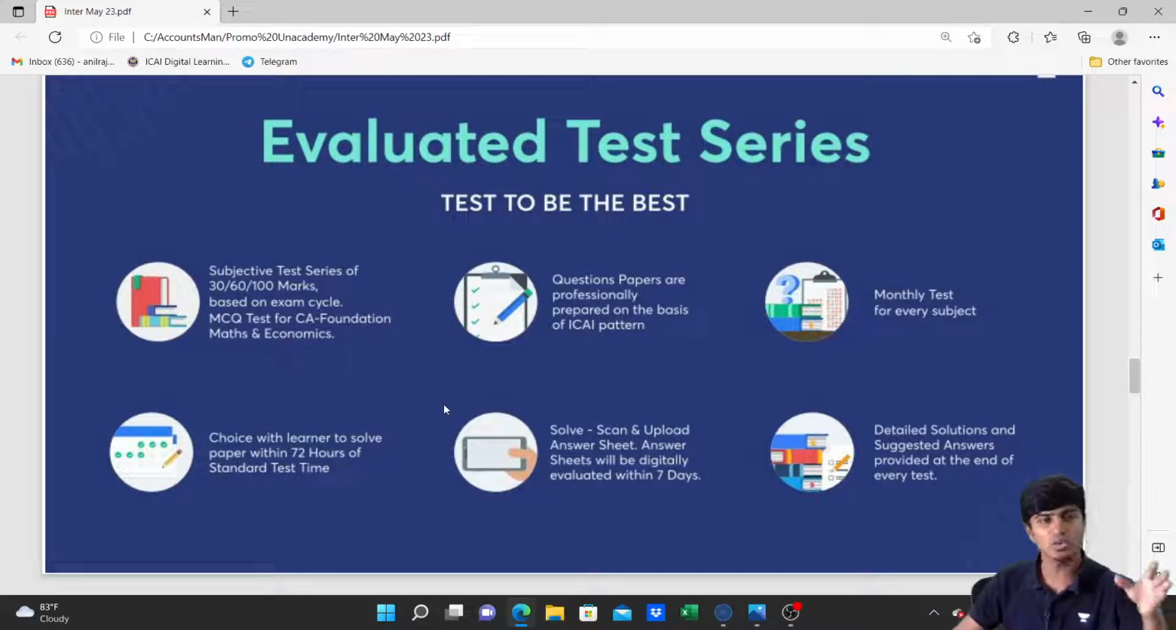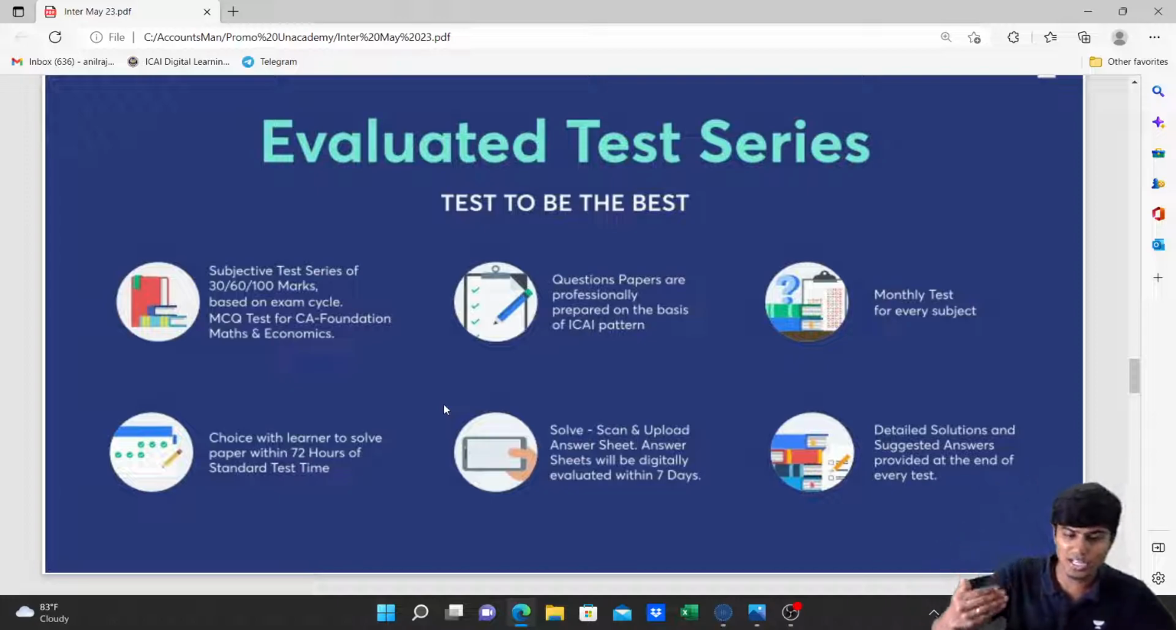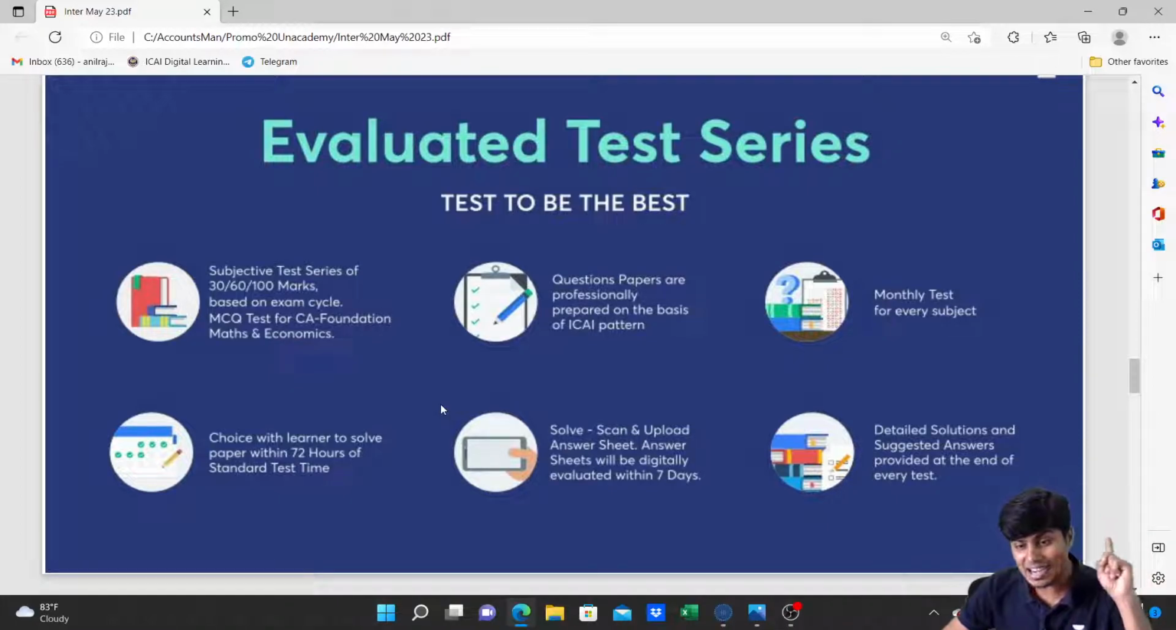The choice is with the learner to solve the paper within 72 hours. It's not like I schedule it at 2 o'clock on October 5th and you'd have to write at that time. We'll have a 72-hour time frame, technically 3 days, for you to go back home, read the question and then get back with your answer. Once you solve it, you need to scan that and upload your answer, and within 7 days it will be evaluated and the answers will be shared with you with feedback. The detailed answers, suggested notes with working notes, and the feedback on your answers will be given to you to help you become better from being good, or in fact you might end up becoming the best. So that's the tagline for the evaluated test series: Test to be the best.